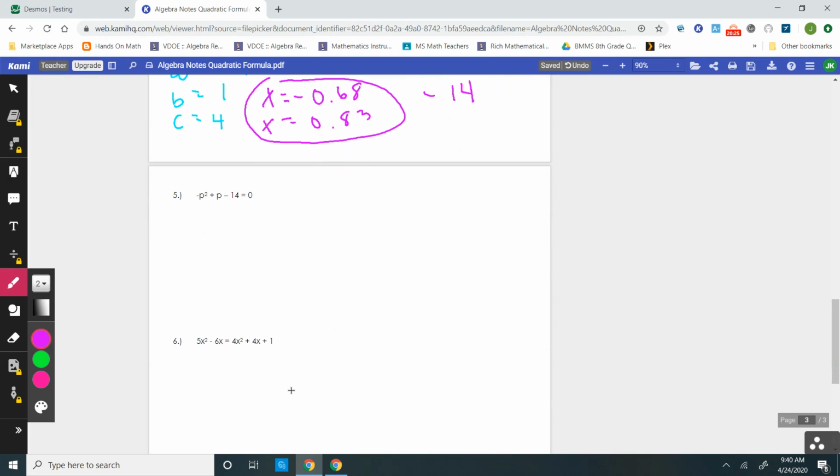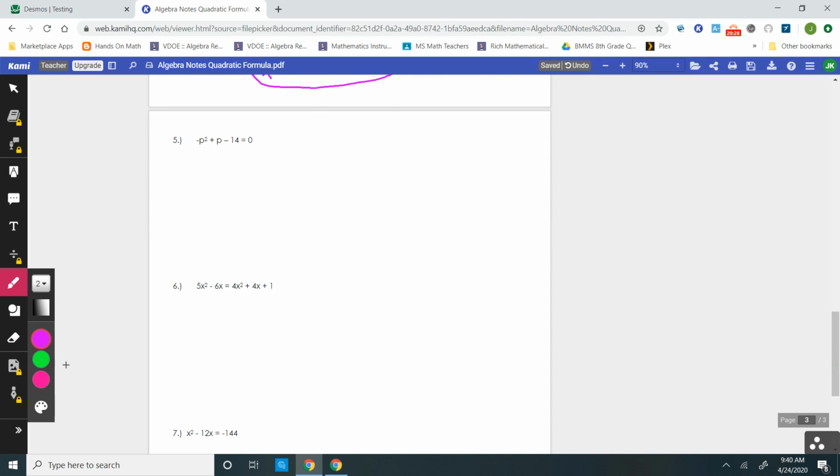For number 5 here, all your terms are on the same side. So I will go ahead and figure out A, B, and C to start then. So your A is the coefficient of your x squared term here. So that'd be -1. And then your B is the coefficient of your x term. So that'd be 1 in front of the P. And then your C is -14.